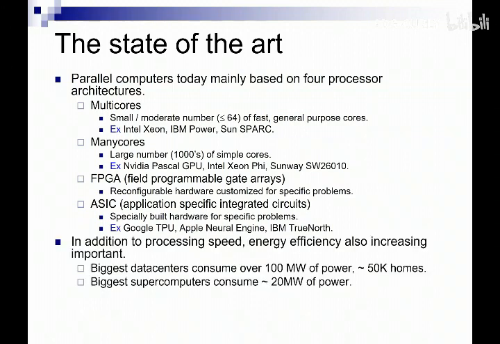Okay, now it's not all about speed. In addition to having a fast processor, we want a processor which is energy efficient. This is important because computers nowadays consume a huge amount of power. A large data center can consume hundreds of megawatts of power, which is equivalent to the power used by tens of thousands of homes. Big supercomputers nowadays can also consume dozens of megawatts of power.